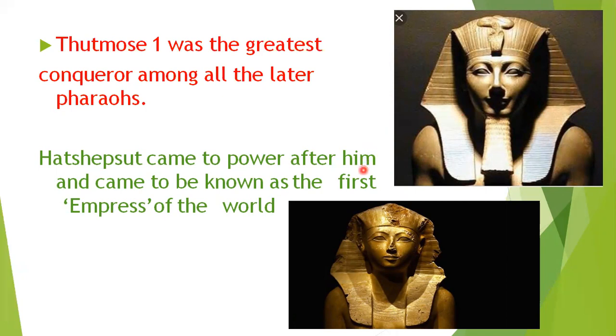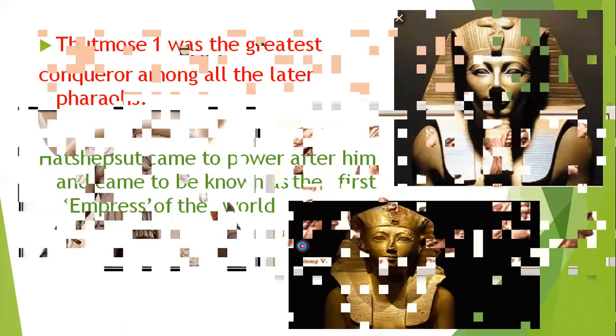After Thutmose, one lady, Hatshepsut, came to power after him. She is known as the first empress. Empress means Samragni, Rani. In the Egyptian civilization, who came to rule? That is Hatshepsut. She is the empress of the Egyptian civilization.